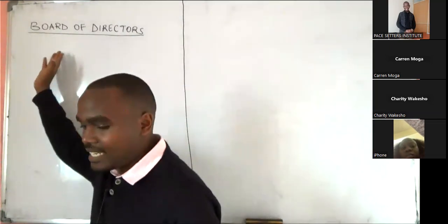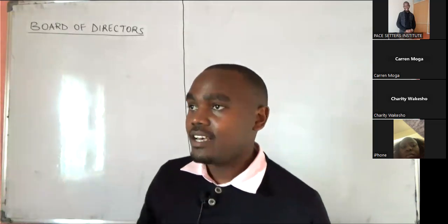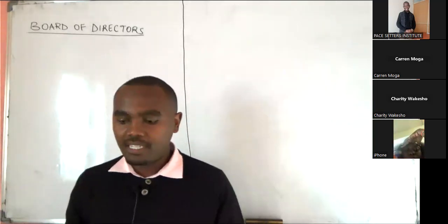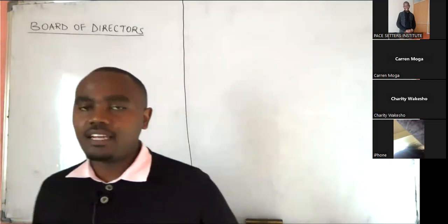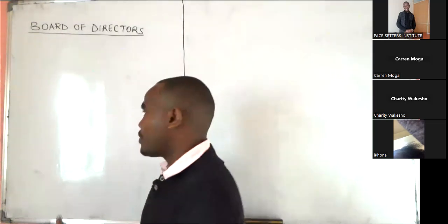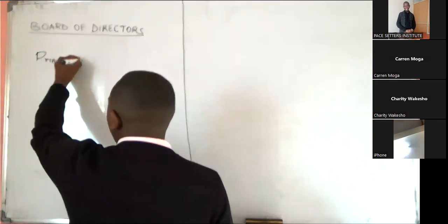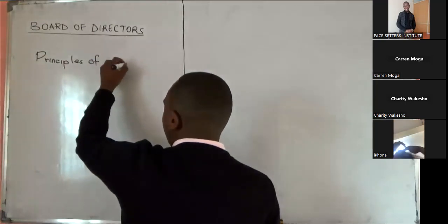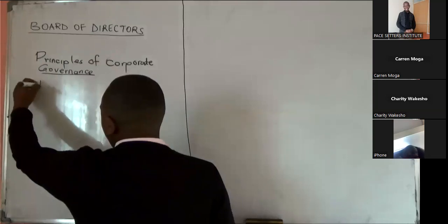So the board of directors form the basis of our corporate governance class, because of everything that we have been discussing, from what is corporate governance to what are the principles of corporate governance. One of the principles is the balance of power. What have we been saying about the balance of power? It refers to a situation where we have the composition of the board. So the first main principle we will be focusing on in this topic is the balance of power.